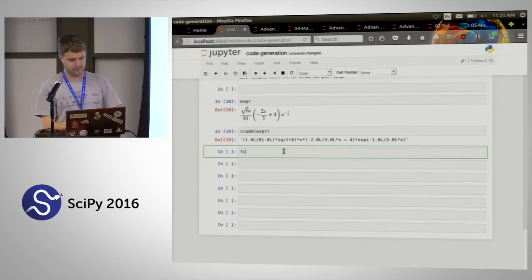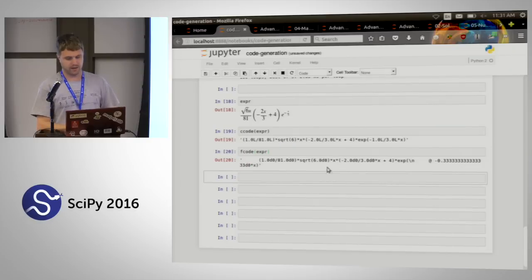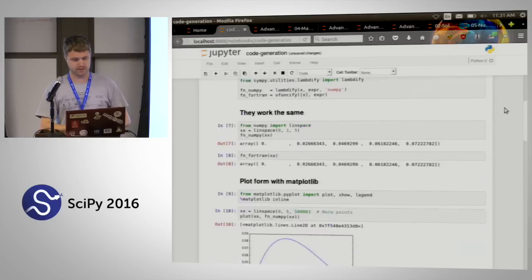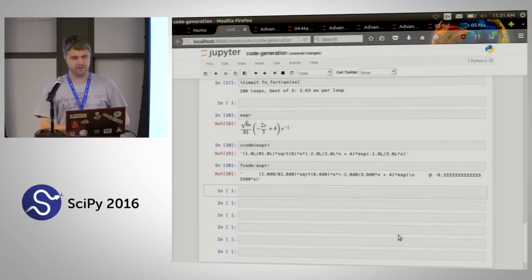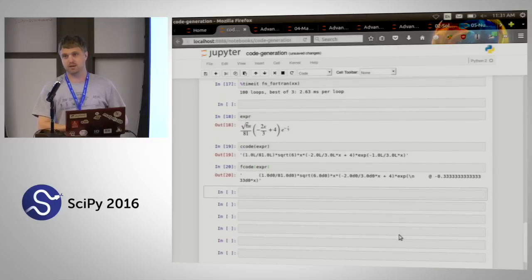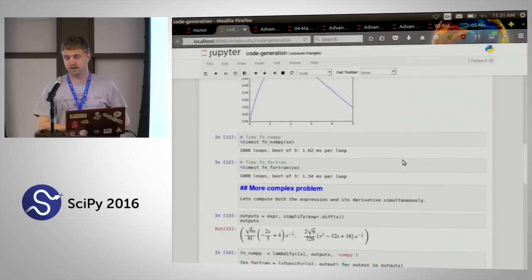And the same thing for Fortran. And you can see here, this is the Fortran version of this function. And so what ufuncify is doing is automatically generating Fortran code to create a ufunc and then compiling it.